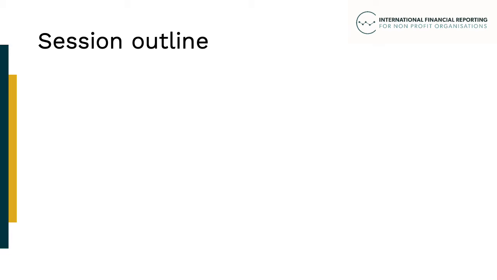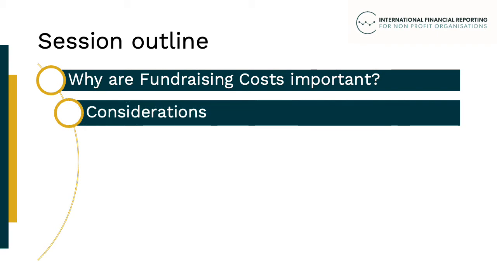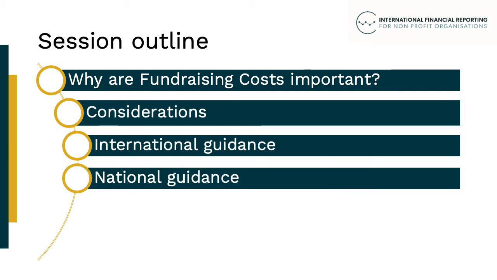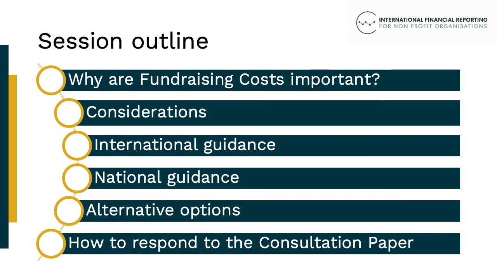This session begins by looking at why fundraising costs are an important issue for NPOs. Next, we will consider the main financial reporting considerations that NPOs face with fundraising costs. We will then look at how these issues are currently addressed in the existing accounting standards, beginning with the international frameworks, before looking at how some national standard setters have addressed NPO-specific issues. Finally, we will look at the alternative treatments identified in the IFR for NPO consultation paper and how you can share your voice and respond to the questions raised.